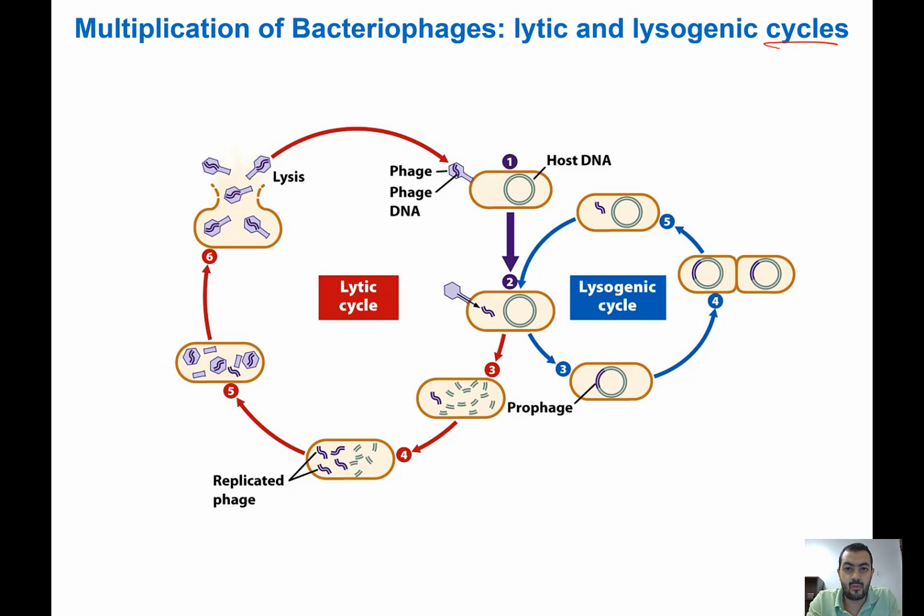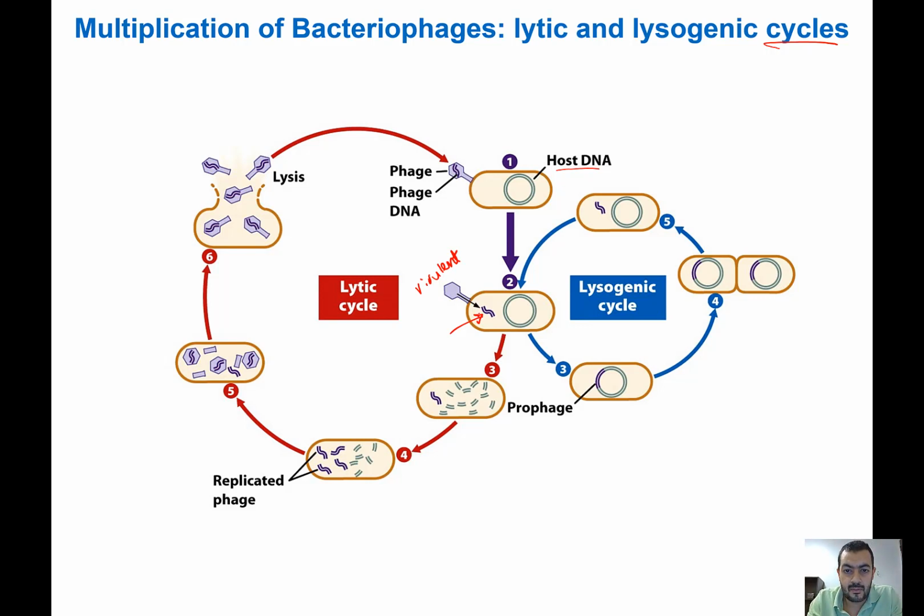Both cycles start with the same two steps. The phage will land on the bacterial cell. The phage will inject its genetic material, as you can see here in number 2, inside the bacterial cell. Then, if this virus can induce the lytic cycle, we call these viruses virulent phages. So if it is a virulent phage, it will induce the lytic cycle.